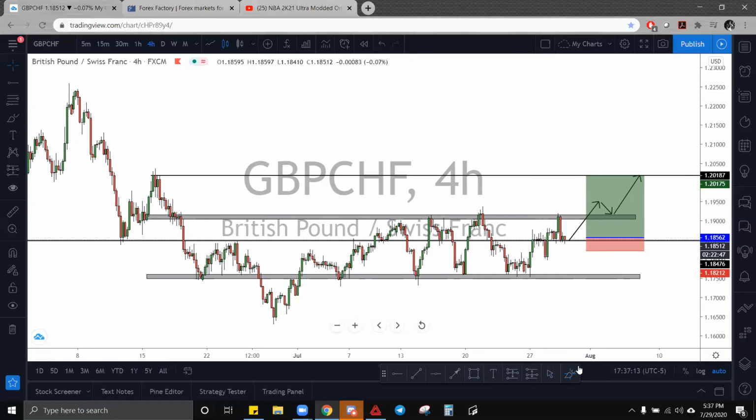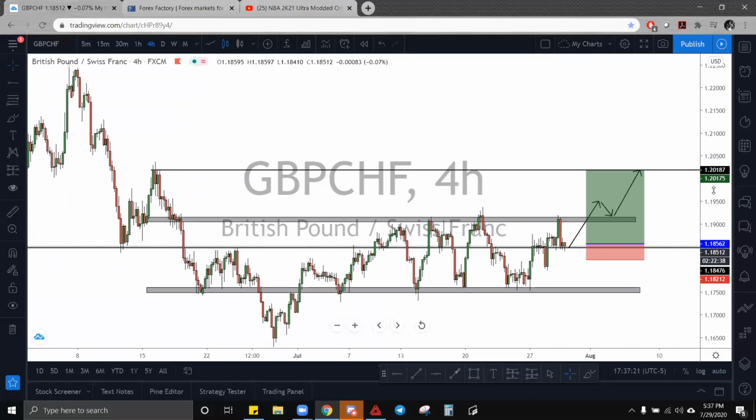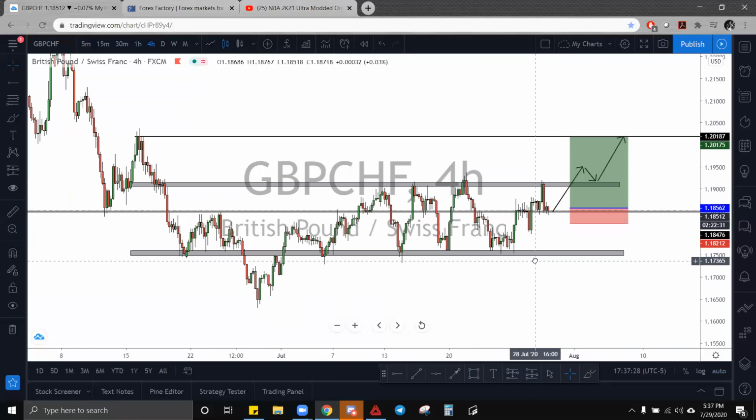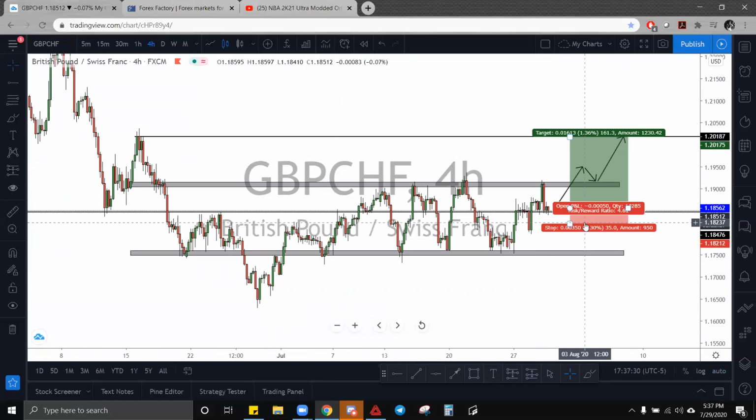Now, if we break beneath this current higher low, then of course it could sell. But if we hold it, we're going up. I just jumped into this trade. And on GBP it's a very small risk because it's only 35 pips.